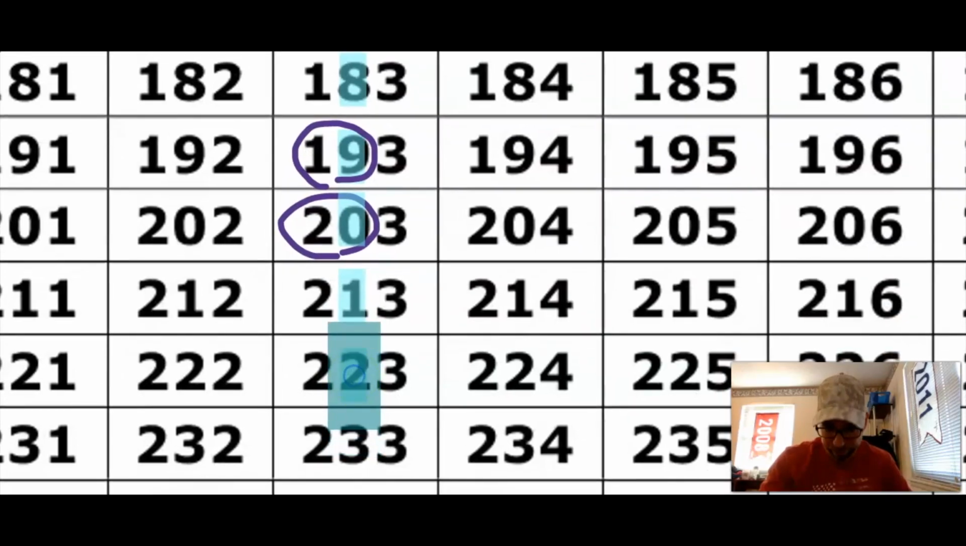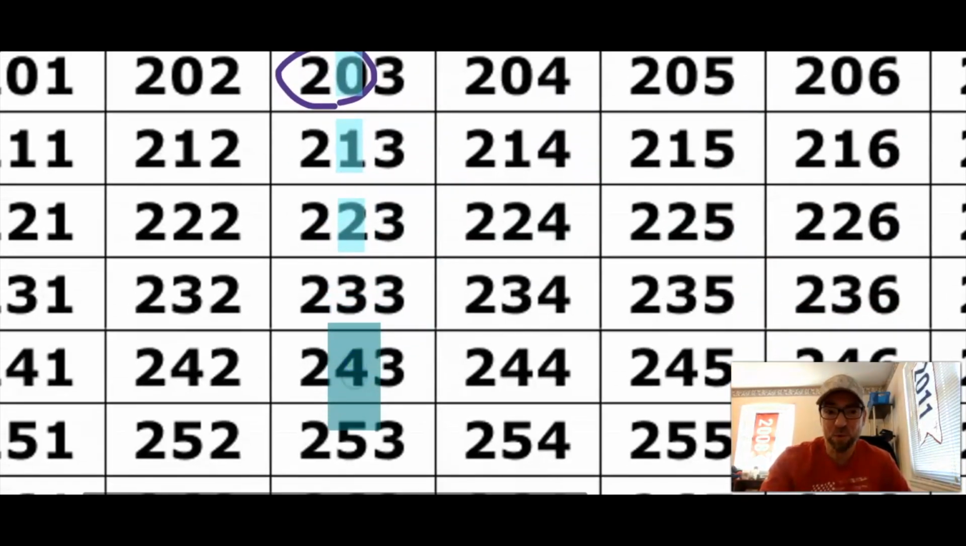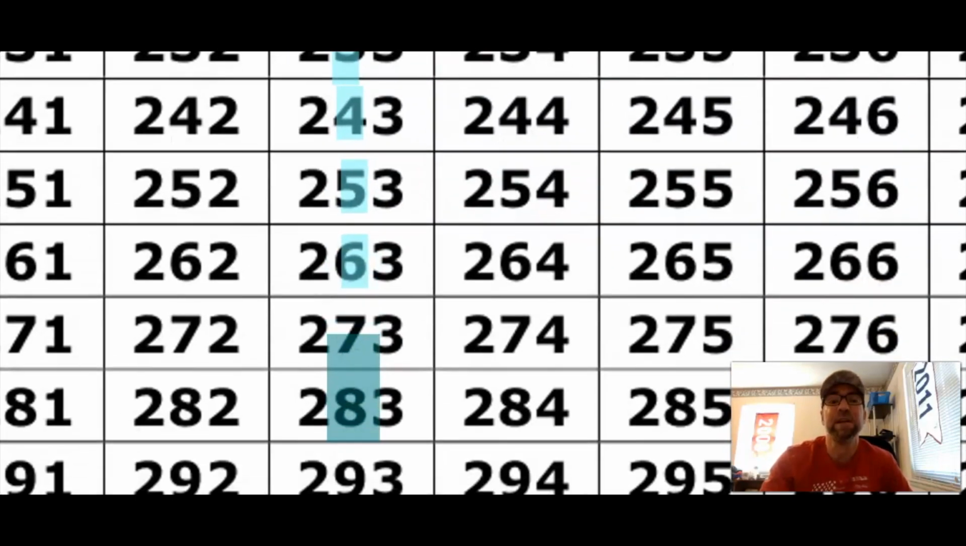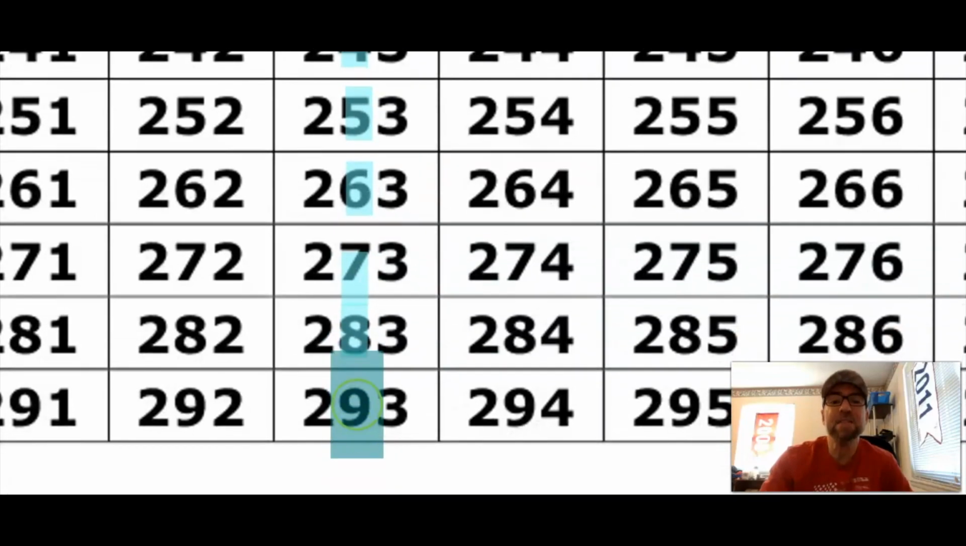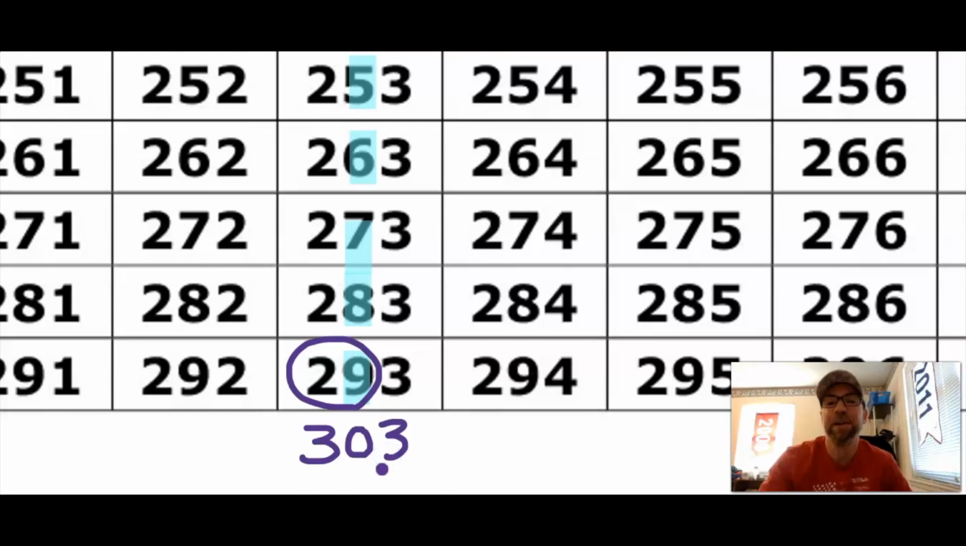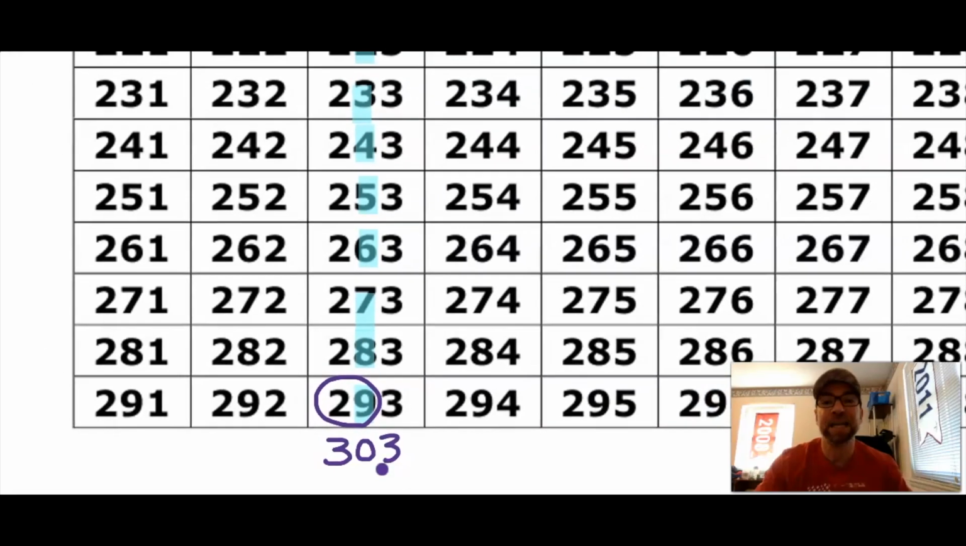213, 223, 233, 243, 253, 263, 273, 283, 293. And if I wanted to add 10 more, 29 would bump up to 30, and it would be 303. Pretty tricky, but these are problems that we can do in our minds.